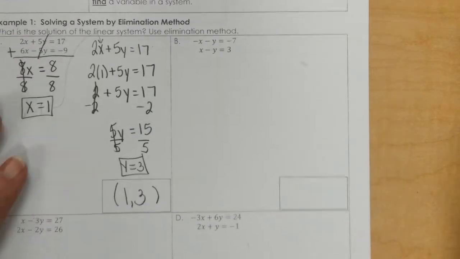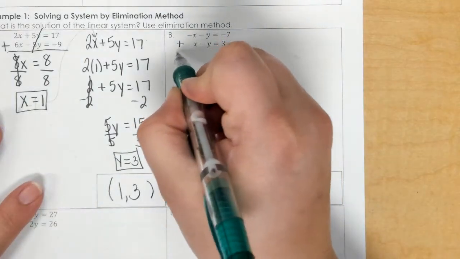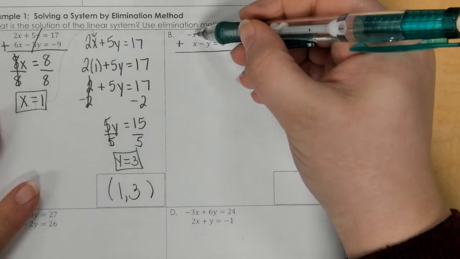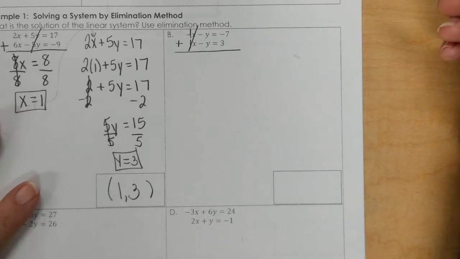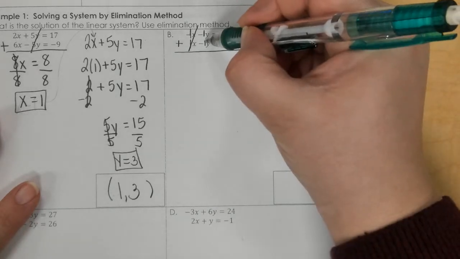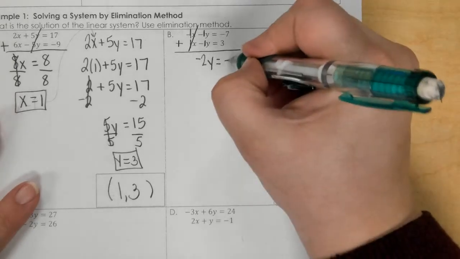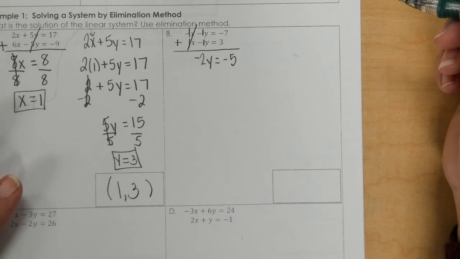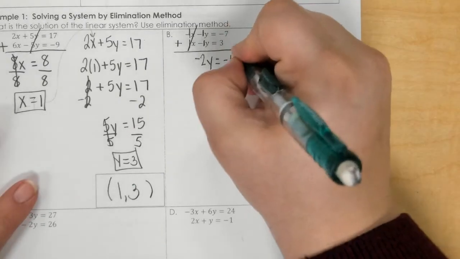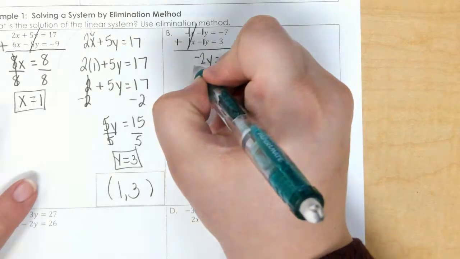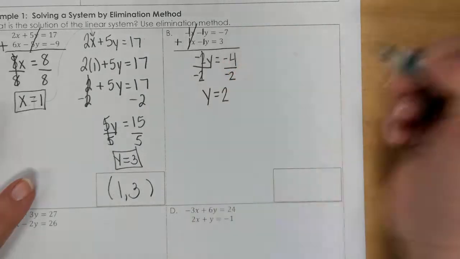All right, part B. I look to see, do I have opposites? And I do. A negative 1 and a positive 1 cancel each other out, make 0. Negative 1 and negative 1 combine to be negative 2y. And negative 7 plus 3 is negative 5. Nope, sorry, negative 4. Then, to get y by itself, I divide by negative 2. So y is 2.